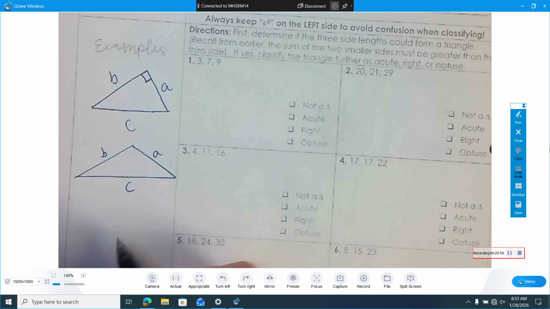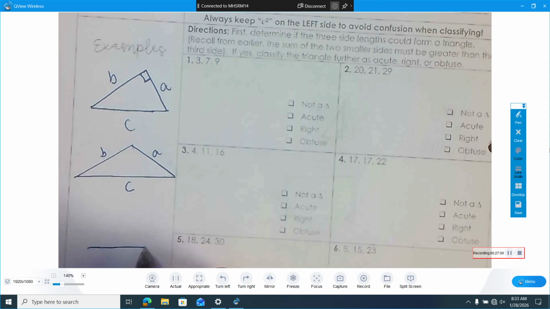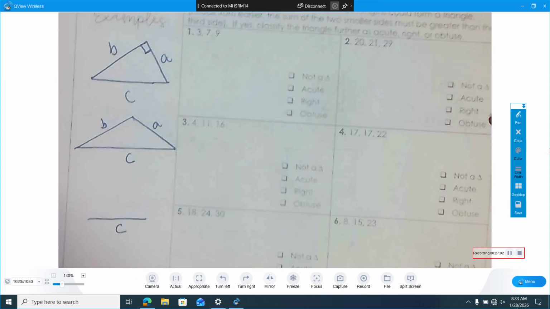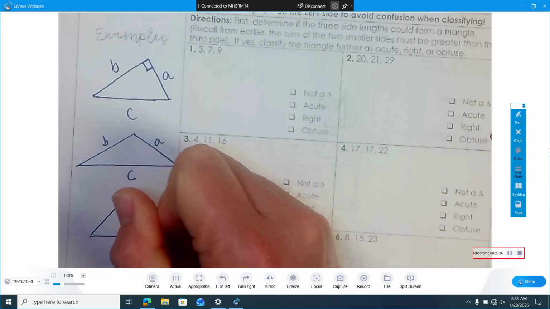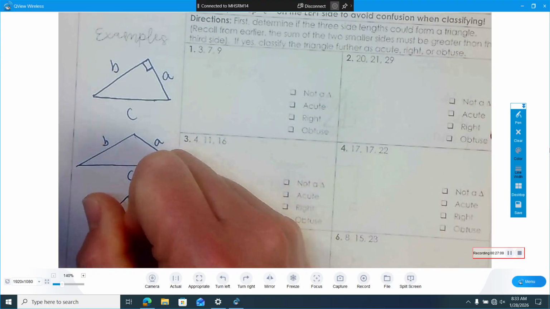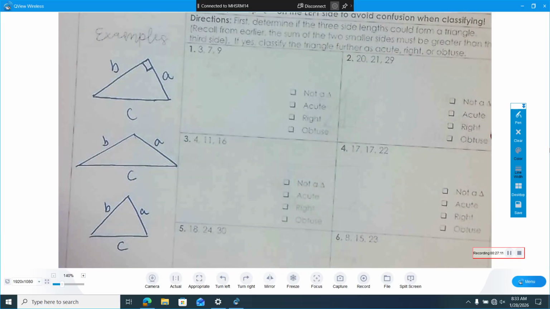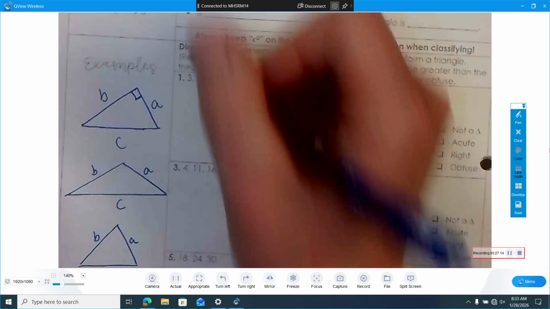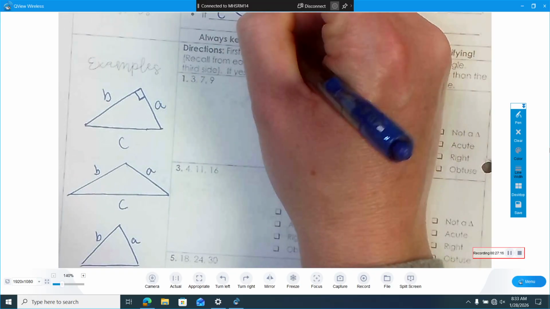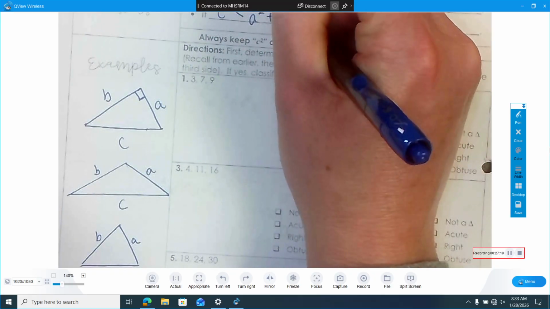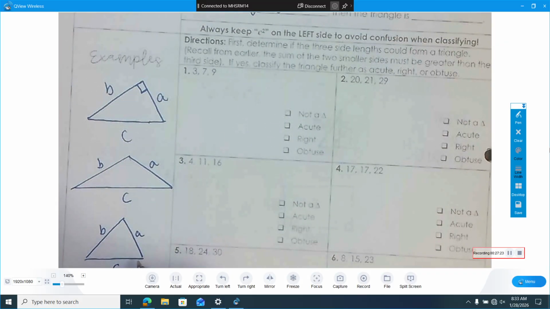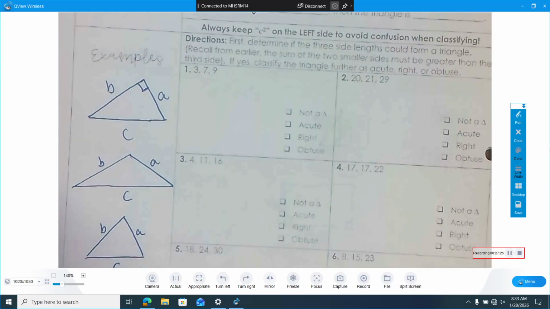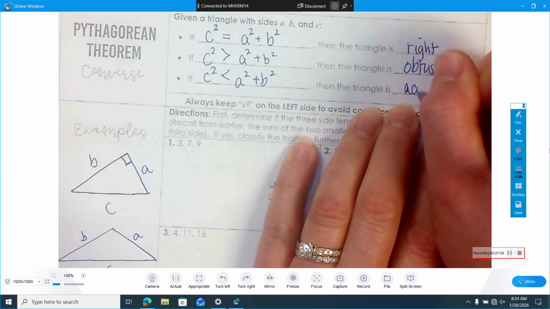On the other hand, maybe that C squared, that longest side squared, is less than the sum of A squared and B squared. So if C squared is less than A squared plus B squared, what did you say? Not isosceles. Acute, yes, this becomes an acute angle, something less than 90 degrees. So then the triangle is acute.